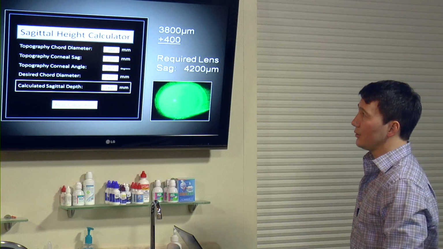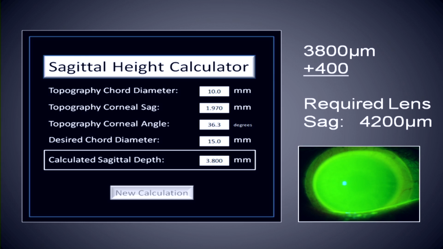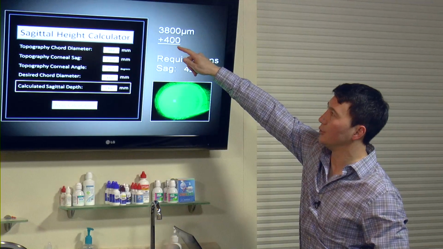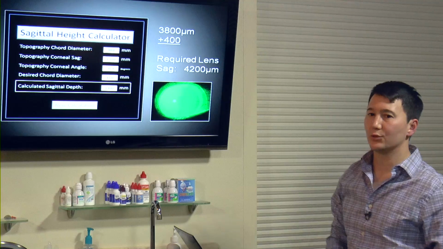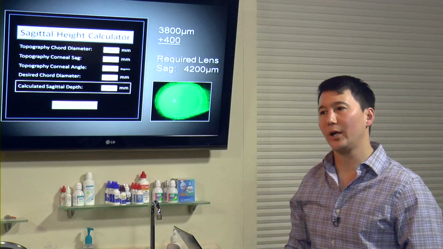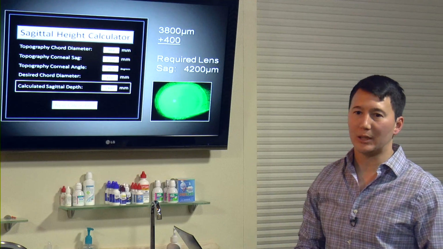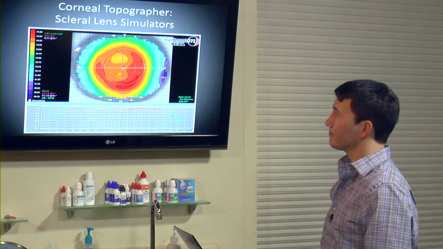So we punch this into a little calculator where you have the topographer-measured corneal sag at 10 millimeters, 1,970 microns or 1.970 millimeters, the angle that forms, 36.3, and the desired chord of bearing of our scleral lens, and that tells us we need a sagittal depth of 3,800 microns. So we take our corneal sag, 3,800, add in your apical clearance, and that tells us the lens we need. So there are a few approaches that we have with the topographer to help us best select that first scleral lens.